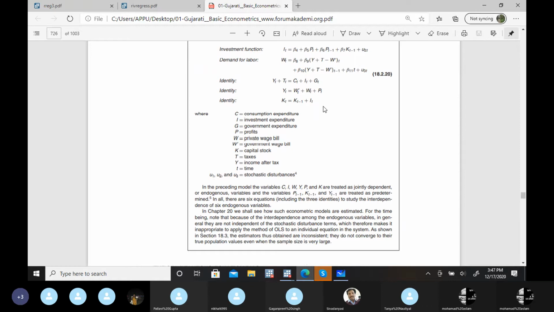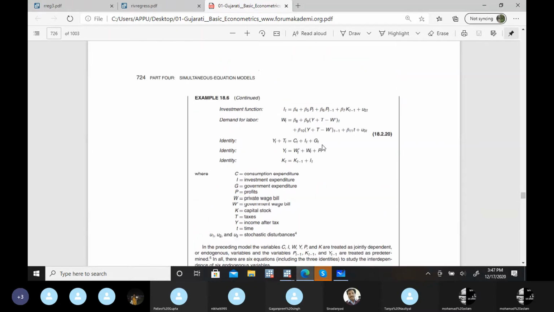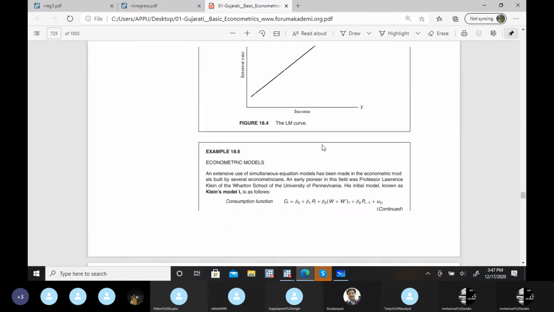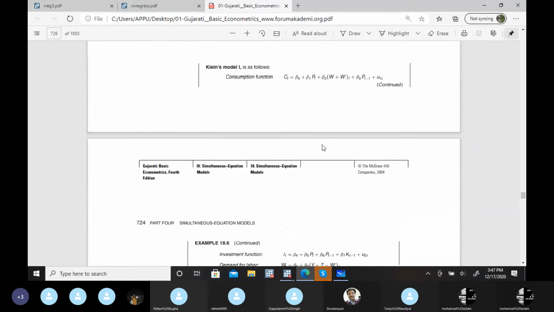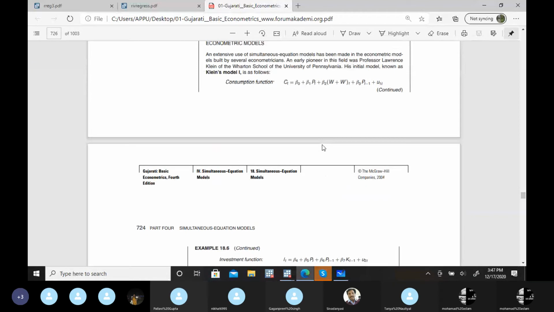Now it's consumption, investment, wages, capital stock and income, so 5 minus 1, sorry, 2 minus 1, wages and consumption. So 2 minus 1, so it's 1. So 2 is greater than 1, so it's over identified.